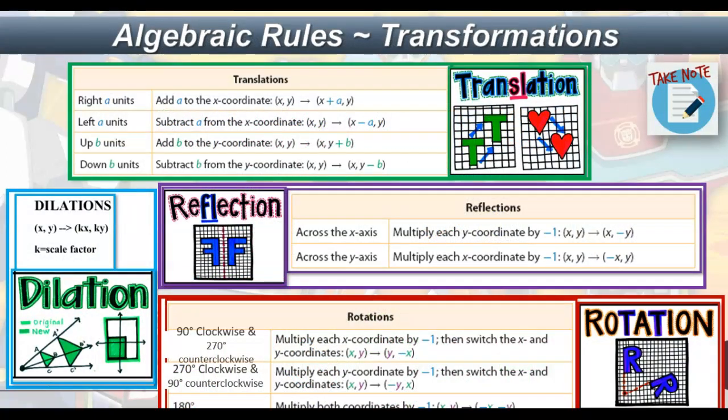All right, and so here is the page of notes over the algebraic rules for transformations. These are something you need to make sure and have written down in your notebook. Very important that you know these rules. Basically, guys, you're going to need to memorize them. That's the easiest way to make sure and keep up with all of the algebraic rules that you are required to know.